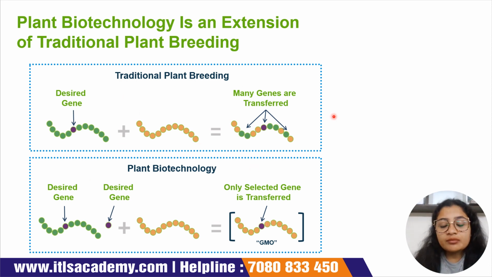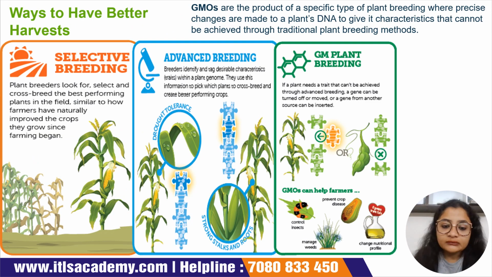So in traditional plant breeding, we were not able to choose our genes or choose our traits. Okay, these are the traits or these are the genes that I need to get expressed in the plant. But in plant biotechnology, since the technology is now advanced, we can actually individually choose the particular gene whose trait we need to get expressed in the plant. Okay, now let's focus on this diagram.